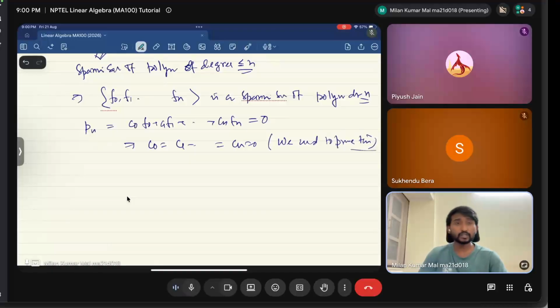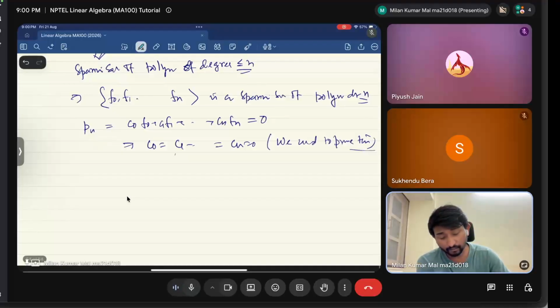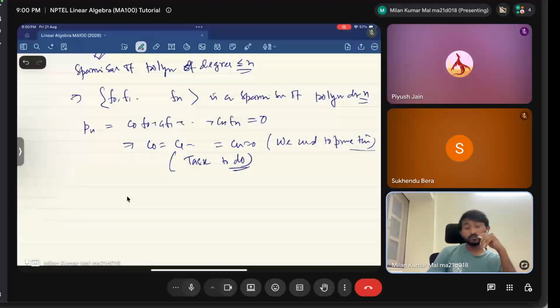I'll not prove this today because I don't have much time. But how to prove this? Why will this hold? I'm giving this as a task actually, because I don't have time today. So why will this hold?